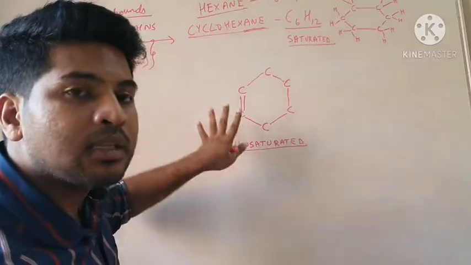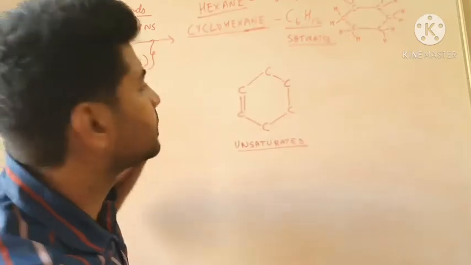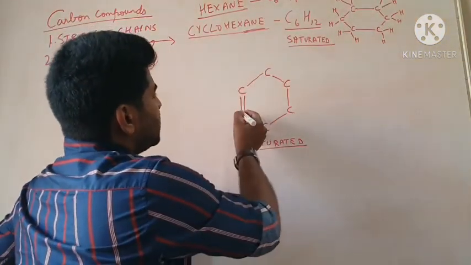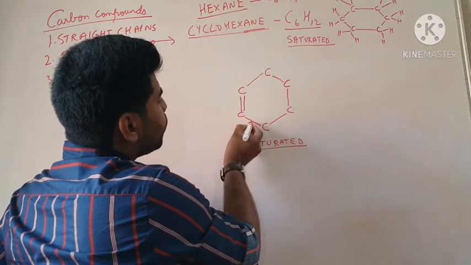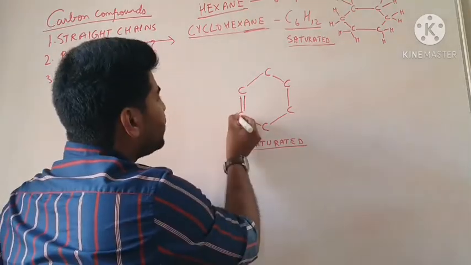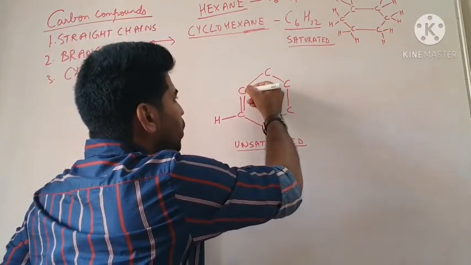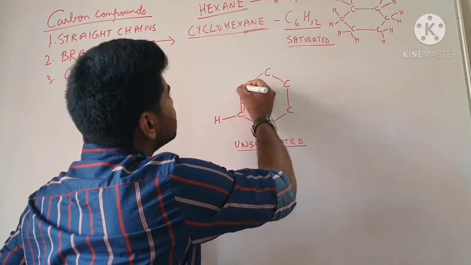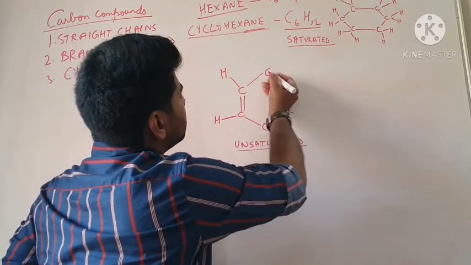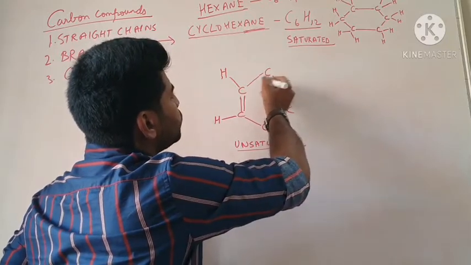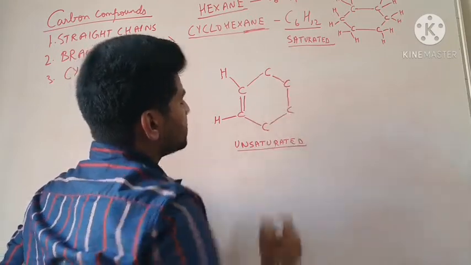And finally, let us check the valencies of carbon and add hydrogens accordingly. In this case, we see that this carbon is attached to 1, 2, 3. It needs one more hydrogen. So I put one hydrogen. Take this carbon, it is also attached to 1, 2, 3. It needs one more hydrogen. This carbon is attached to two more hydrogens, similarly like this.